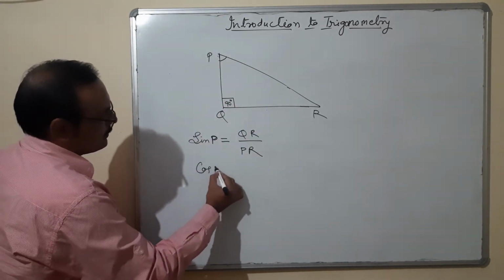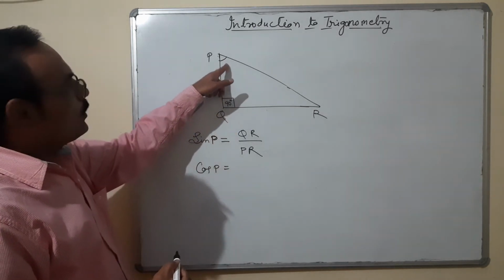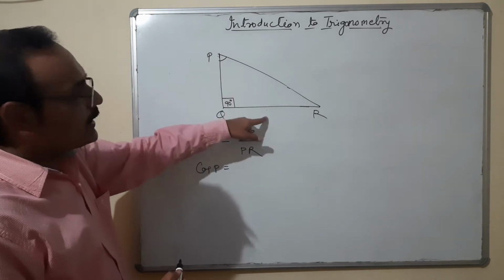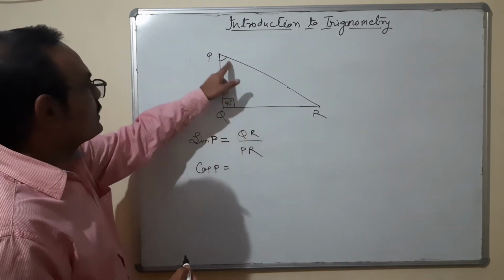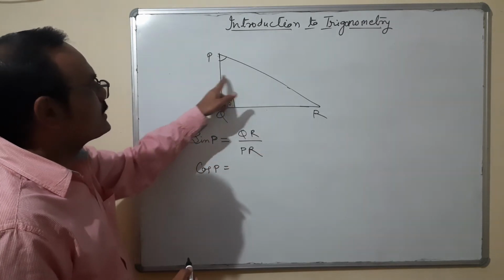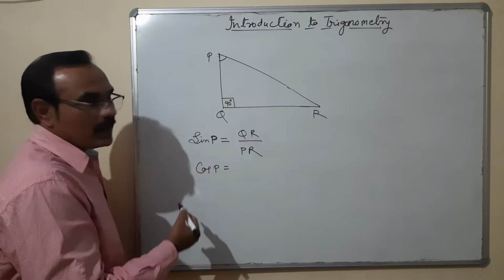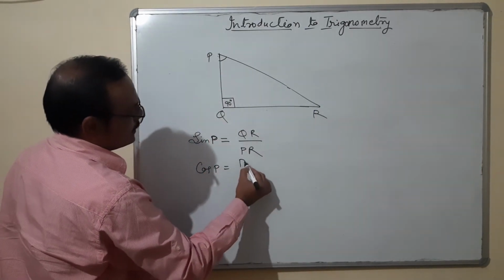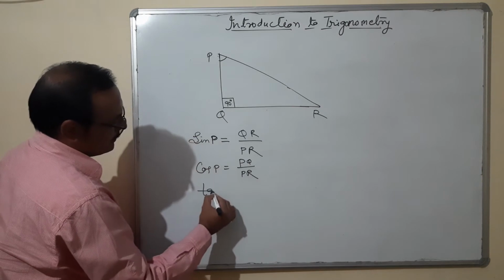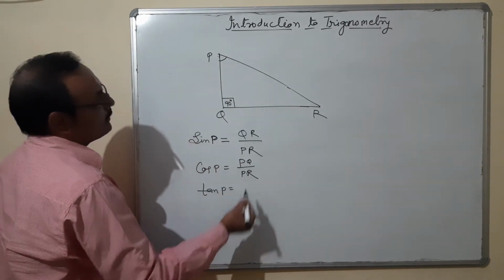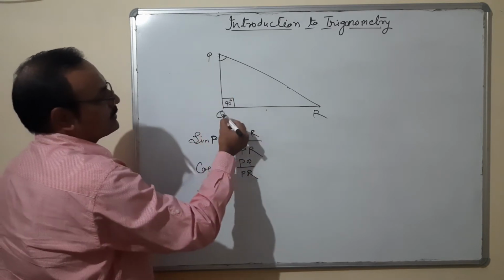Cos P. For this angle I have taken, whatever side is opposite to the angle is always the perpendicular. So this is the perpendicular, this is the base, and this is the hypotenuse. Cos is base upon hypotenuse, so it is PQ upon PR. Tan P: opposite of P is the perpendicular, and there is the base. QR upon PQ.